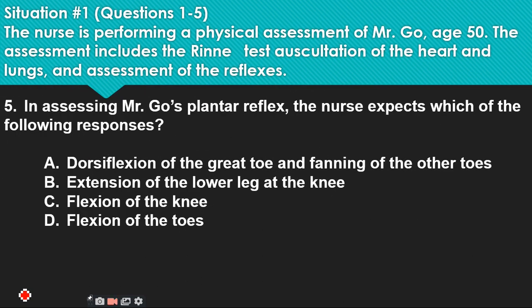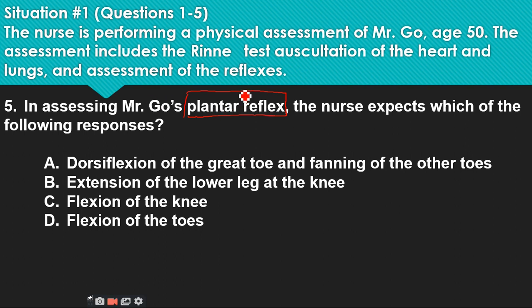Number 5, same situation. In assessing Mr. Go's plantar reflex, the nurse expects which of the following responses? Take note of the word plantar reflex. When you talk about the plantar reflex, it talks about the foot. Letter A, dorsiflexion of the great toe and fanning of the other toes. Letter B, extension of the lower leg at the knee. Letter C, flexion of the knee. Letter D, flexion of the toes.